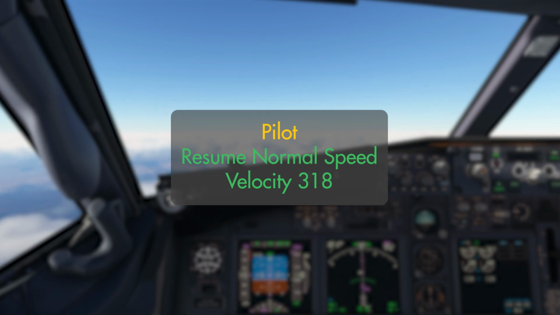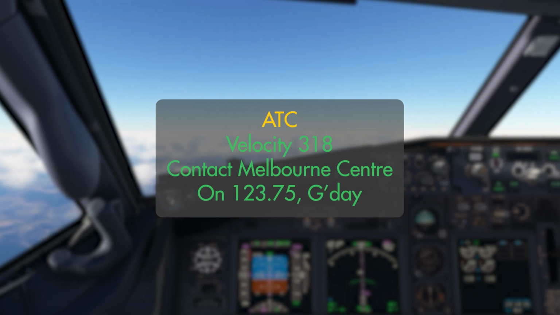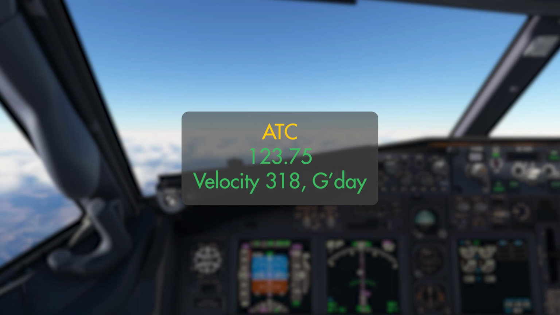Velocity 318, resume normal speed. Resume normal speed, Velocity 318. Velocity 318, contact Melbourne Centre on 123.75, g'day. 123.75, Velocity 318, g'day.